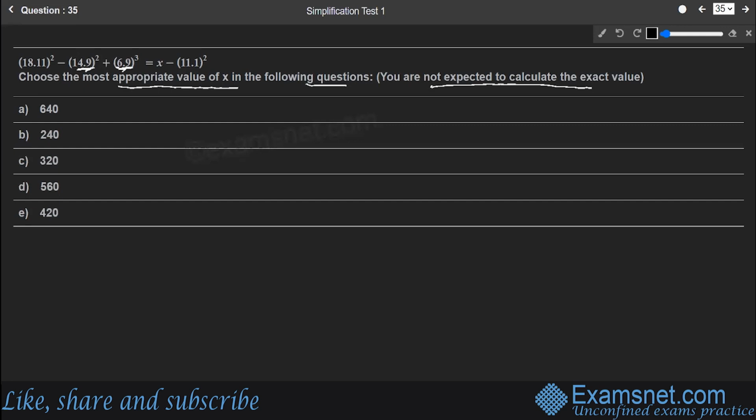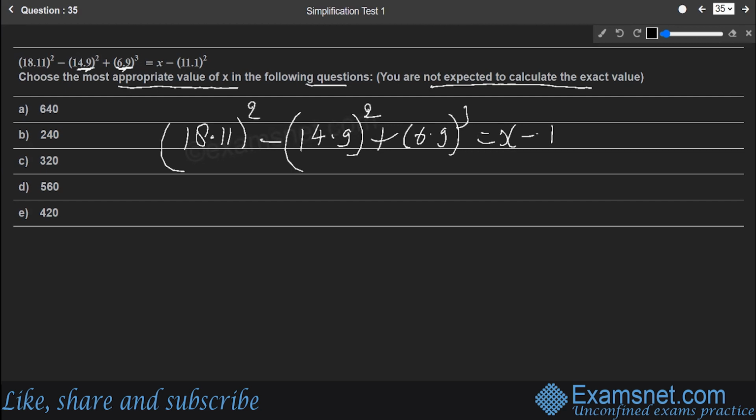In this type of situation, we can anytime ignore the decimal parts. So let us try to ignore the decimal part and approximate the numbers as close as possible. The expression is 18.11 whole square minus 14.9 whole square plus 6.9 whole cube is equal to x minus 11.1 whole square. Let us approximate the numbers. 18.11 let me take as 18 only, minus 14.9 can be taken as 15, plus 6.9 let me take as 7. I am just approximating.